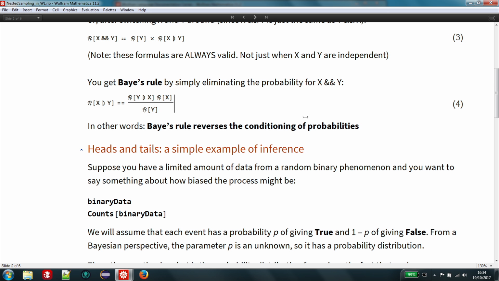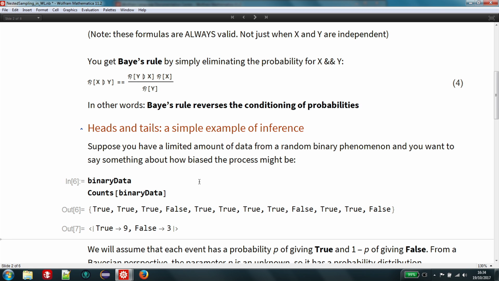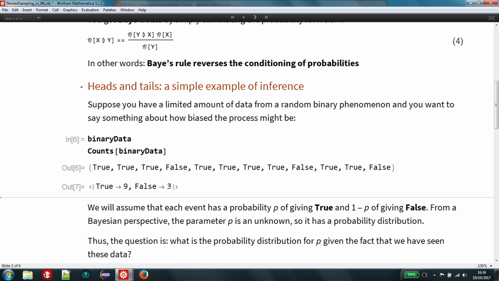So let's do a really simple Bayesian inference example. We have some kind of process that produces trues and falses. We have no idea what's behind this process, but we took some data and we found that it produced 3 falses and 9 trues. Now we have the hypothesis that these trues and falses are independent events. So we're not considering Markov chain-like models where the next event could be influenced by the previous.